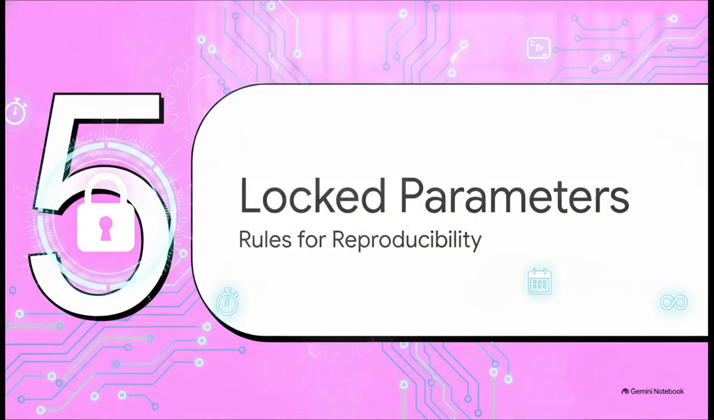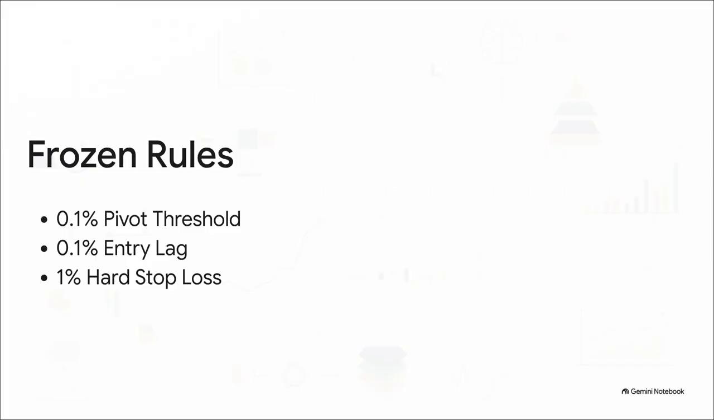Next up, Section 5, locked parameters and rules. To make this completely reproducible, the system uses frozen parameters. Key among these is a 0.1% pivot threshold and a crucial 0.1% entry lag. This lag places the realistic entry price slightly beyond the origin, completely eliminating look-ahead bias. The system literally cannot cheat by looking into the future.